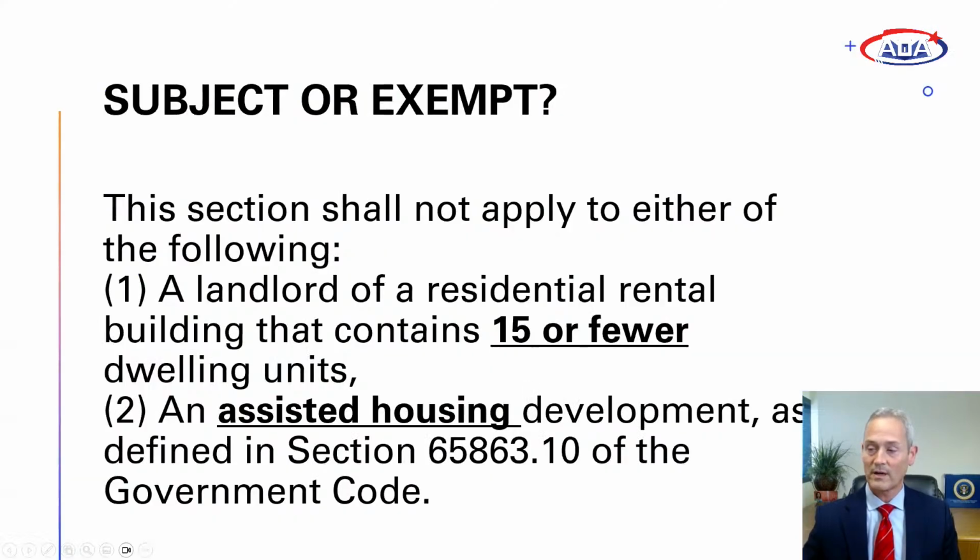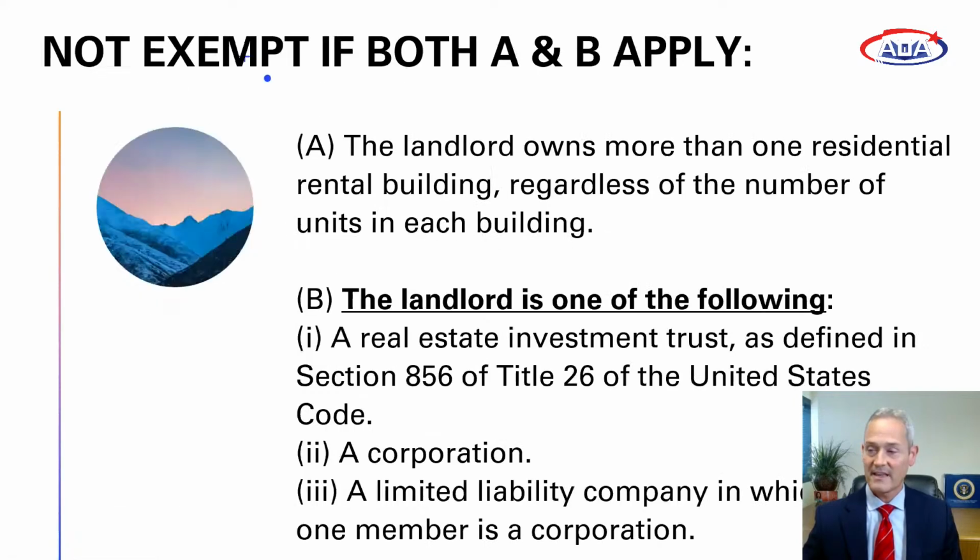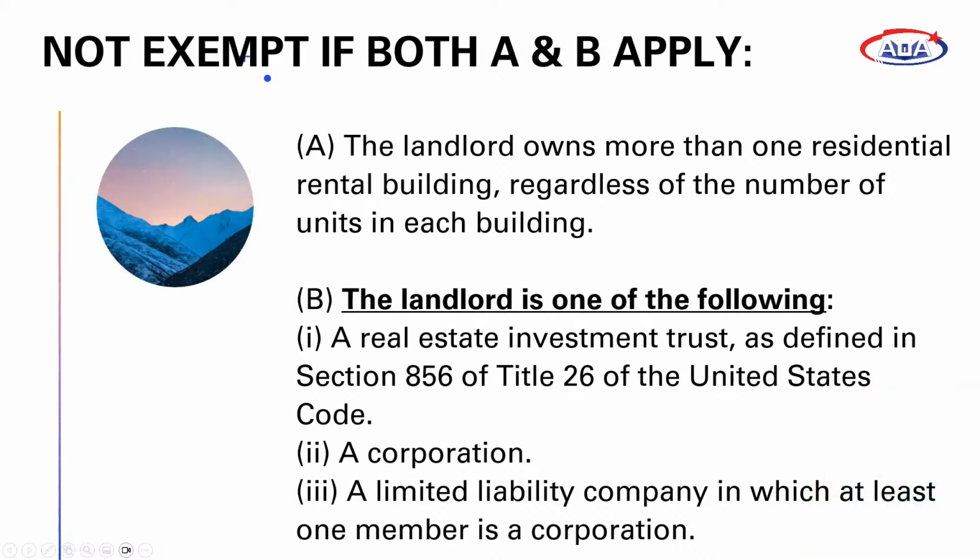And then there's one other little part that I want to hit. You're not exempt if these 2 other things apply. So if you have 15 units or less, if these things apply to you, then you would have to offer it. Number 1, you own more than one building. Many of you do own 15 units or less, and you have other buildings. But also you have to be one of the following: a real estate investment trust as defined by Section 856 of Title 26 of the United States Code, a corporation, or an LLC that has at least one member as a corporation. So most of you, this is just not going to apply to if you don't have a building that has 16 units or more in it.